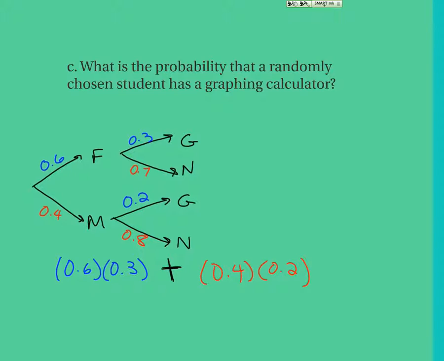So here we've got 0.18 plus 0.08, which is 0.26 or 13/50. So when there's more than one branch that ends up with your outcome, you have to add both of those. We're going to hit the stat box up, but are there any questions about this stuff?